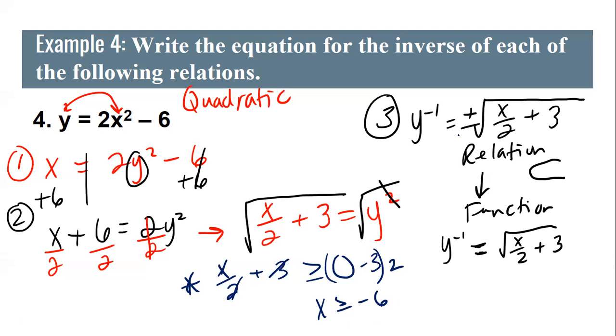So in order for this, again, if it's just asking for the relation, we can stop here, right? Does that make sense? Relation, done, bam, boom, cool. If it's asking for the function, then the function would be the positive and it has a restriction: x has to be greater than or equal to -6. So this is a little extra. This is just the minimum.